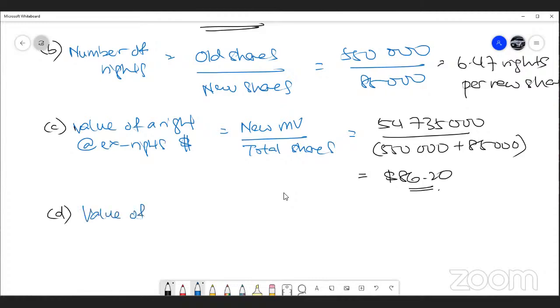Value of a right. What is the value of the rights? Basically these are price after rights issued, which means the new price. The new average price minus the price of rights.